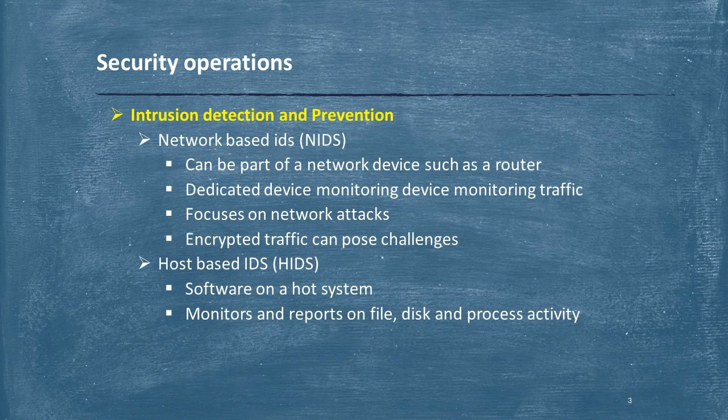There are two types of IDS. One is network based and another is host based. First, the NIDS, that is network-based IDS, can be part of a network device such as a router. It could be part of the router itself, or it can be a separate, dedicated device to monitor the traffic because it is network-based. It focuses on network attacks. Encrypted traffic poses a challenge to this device because it has to decrypt, and decryption is not possible unless you have the key.